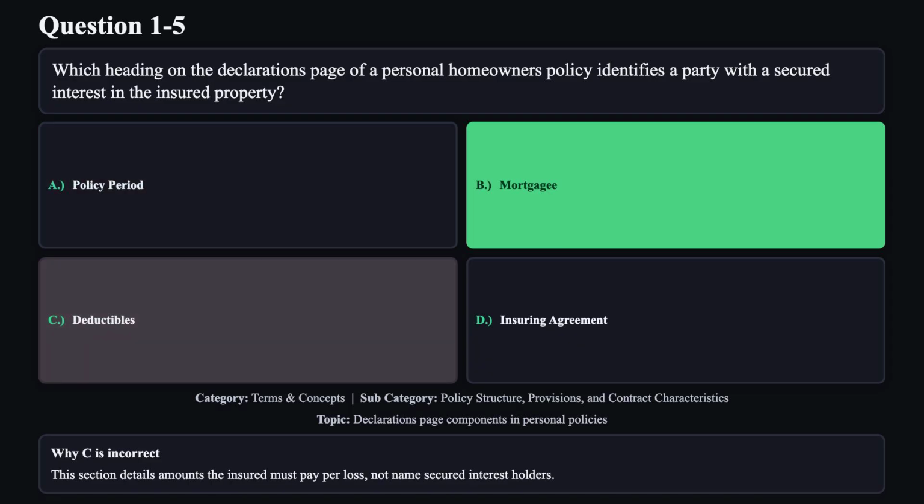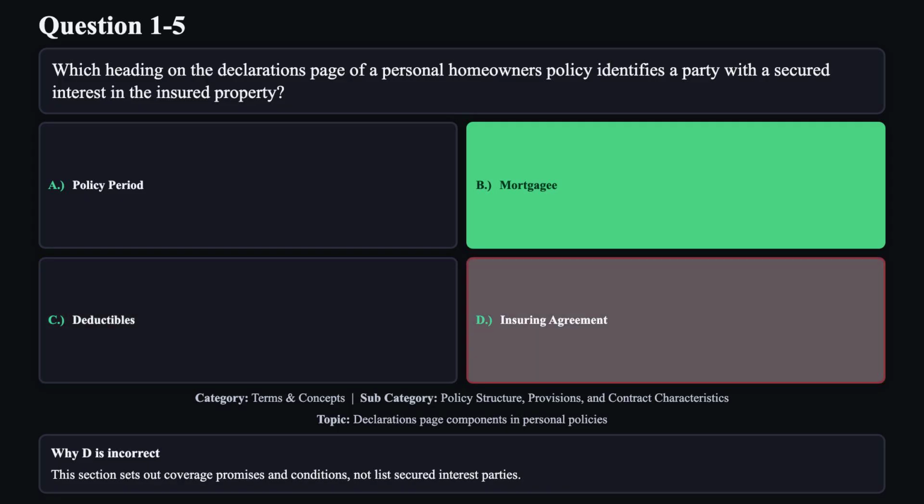Reason C is not correct. This section details amounts the insured must pay per loss, not name secured interest holders. Reason D is not correct. This section sets out coverage promises and conditions, not lists secured interest parties.